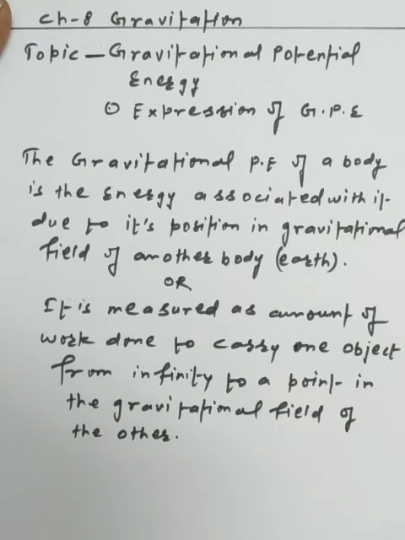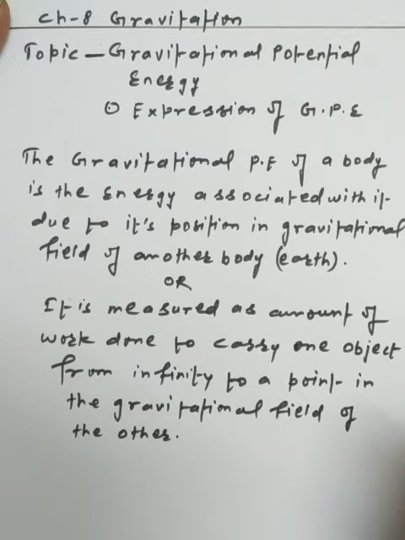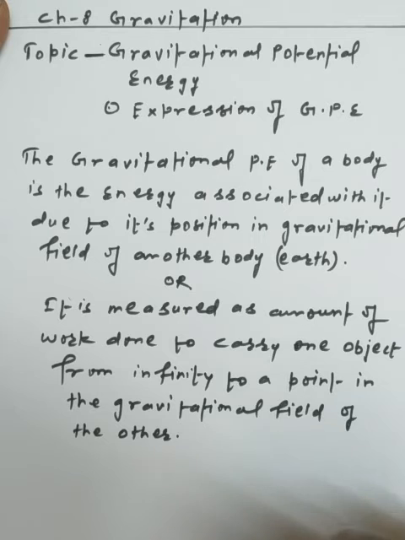Or it can be simply expressed as the amount of work done to carry an object or body from infinity to a particular point inside the gravitational field. Or inside the gravitational field, the amount of work done to carry a body from one place to another. So the energy associated with a body due to its position is called the gravitational potential energy. And definitely it's a concept of energy. So whatever basic assumptions we take with energy, we will also put here.